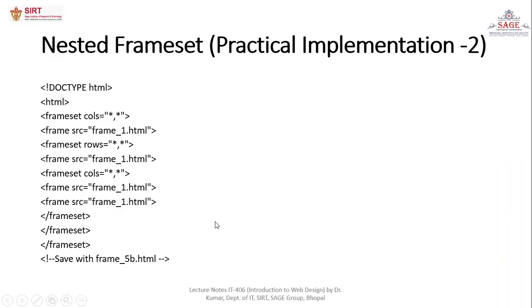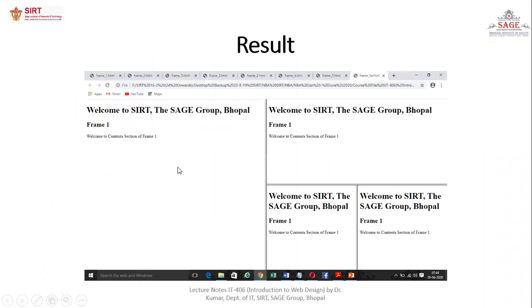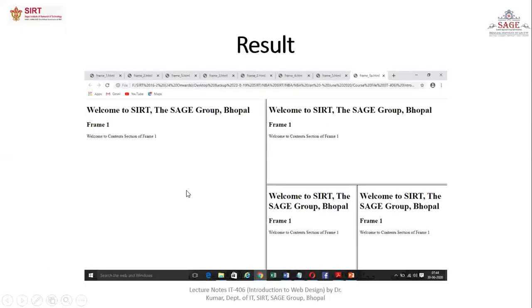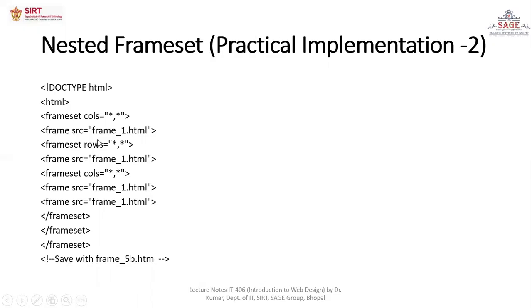This is the result. Okay, I divide my web page into two columns. With the frameset cols, star comma star, I divide into two columns. Now inside the first column I put the content of this HTML5 file, frame_one.html. The content of this file is here inside the first column. Now I divide the second column into two rows with the help of frameset rows, star comma star. So here the second column is divided into two rows.